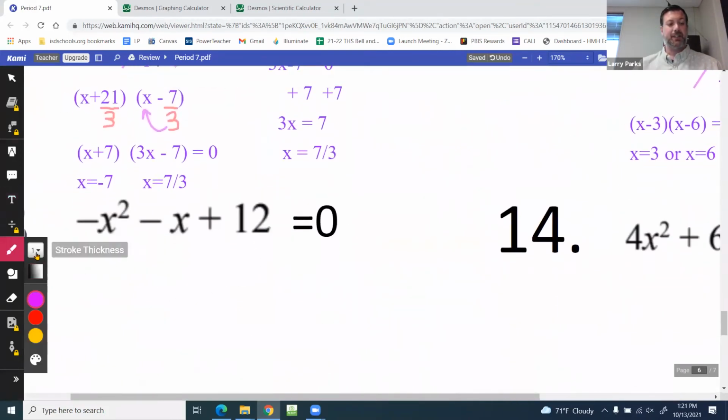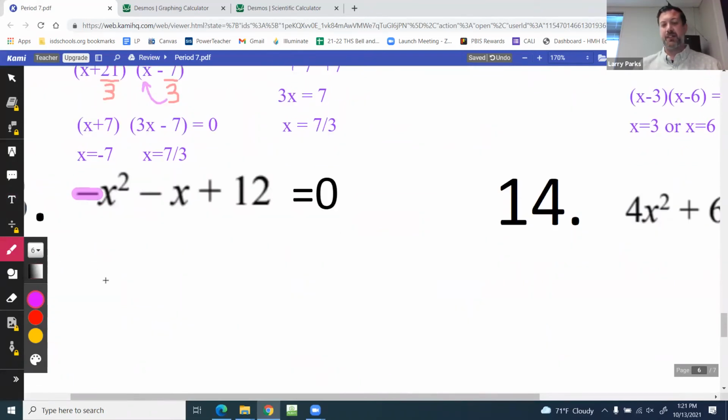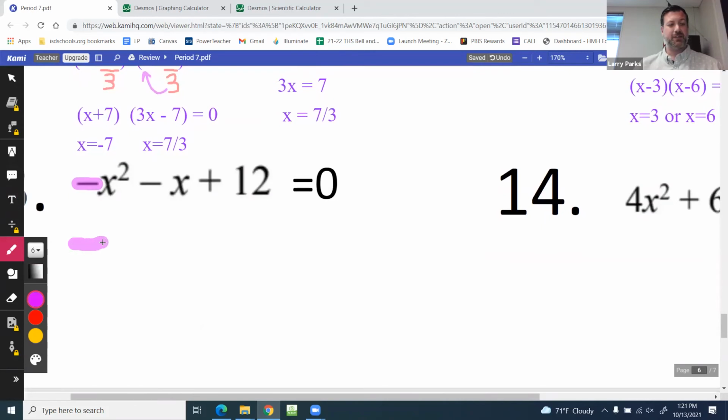All right, right here. Remember, if there's a negative, you need to factor it out first. That changes all the signs. That changes that to a positive x squared. That changes that to a plus x. Changes that to a negative 12. It negates everything.